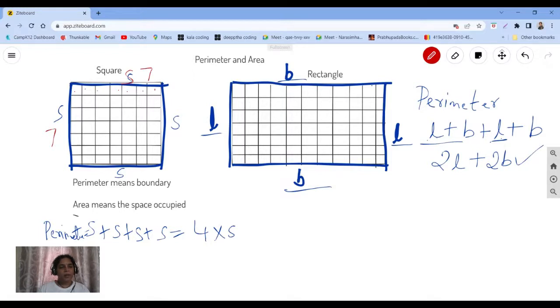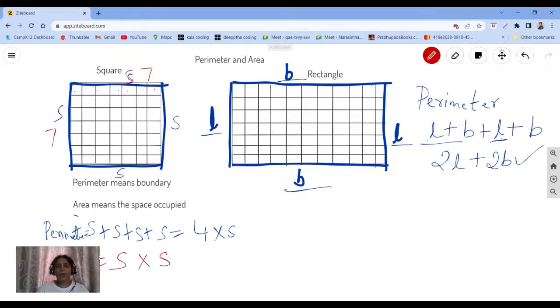That means what? S number of rows and S number of columns. If you multiply them, you're getting the 49 boxes inside. That is 7 into 7 is 49. So the area of the square is S into S.